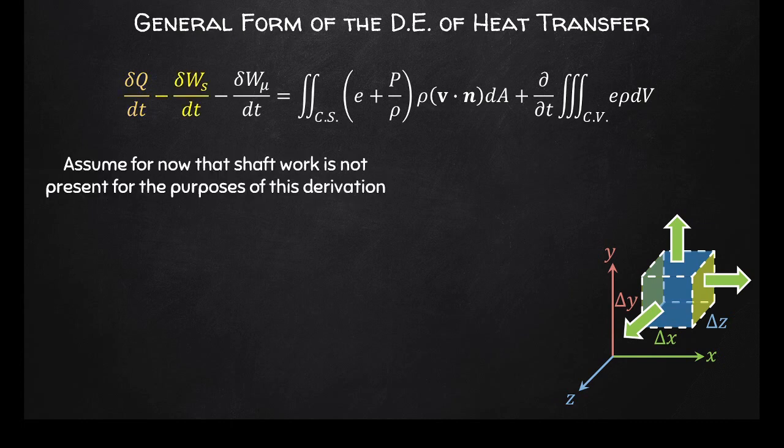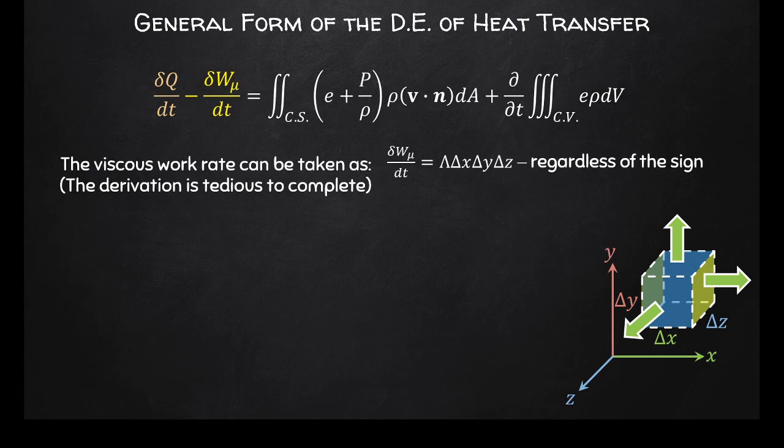The shaft work term will not be taken into consideration for our purposes. The term specifically relates to work done within our control volume that for the differential case is not present. This is not the case for viscous work, as this adds heat to our fluid in question. We will substitute this term with the viscous work rate per volume, which is represented here by the Greek symbol lambda.